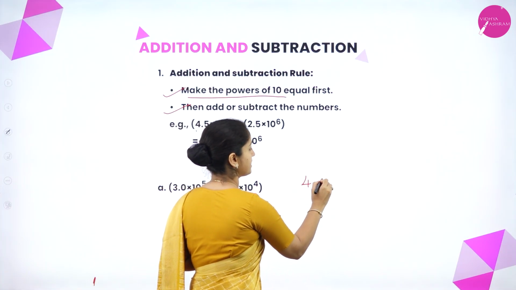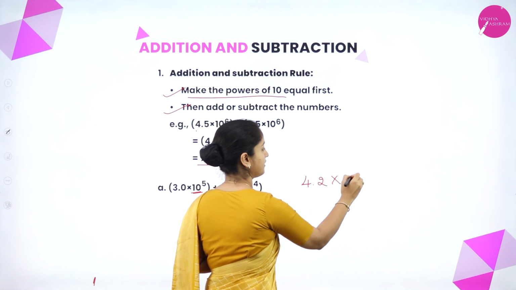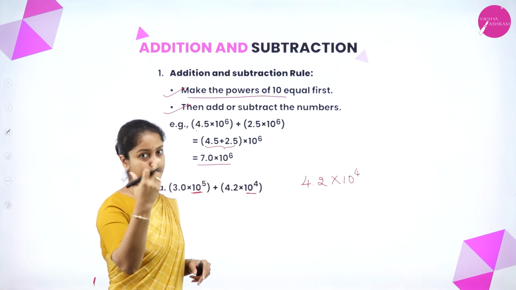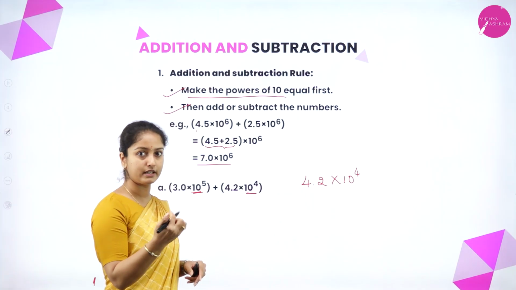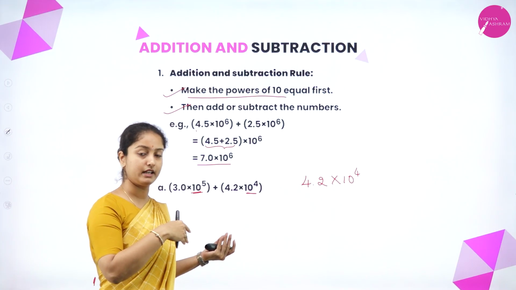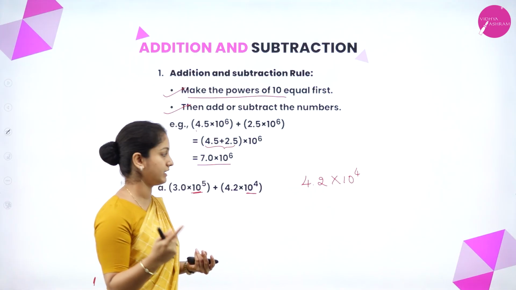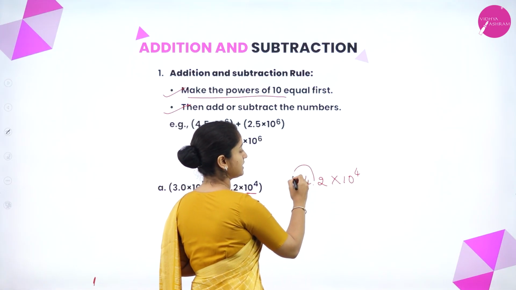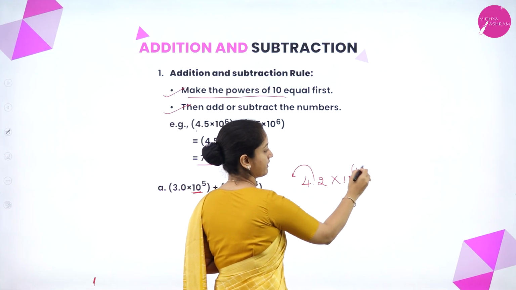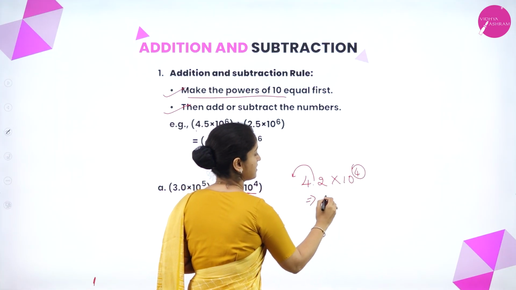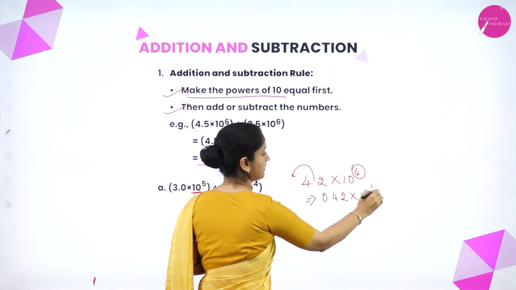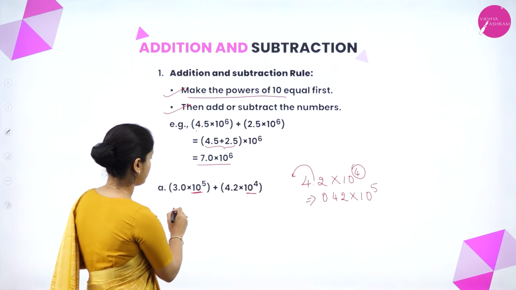Say the given number is 4.2 into 10 power 4. Now I have to increase the exponent. So how do I do it? I said shifting the decimal towards the left gives a positive integer. Correct. So now I am going to shift this decimal towards the left to make the exponent 5. So what happens? It becomes 0.42 into 10 power 5. Okay, now we shall add it.